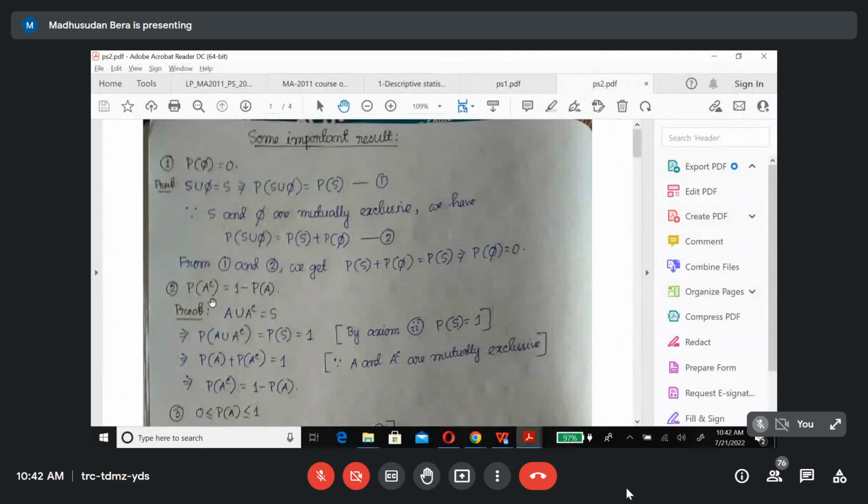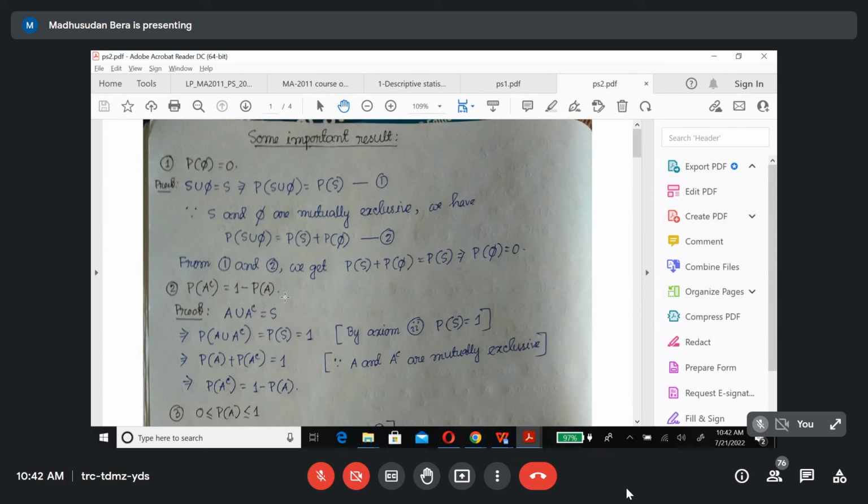See, P of A complement is 1 minus P of A. A union A complement is S, so P of A union A complement is P of S. S is the sample space. By axiom 2, P of S is 1. Then A and A complement are mutually exclusive, so by axiom 3, P of A plus P of A complement is 1. So P of A complement is 1 minus P of A. Is this okay? Yes, sir.